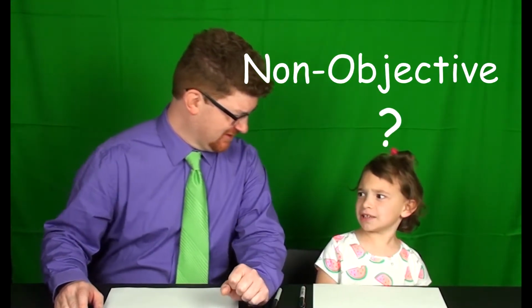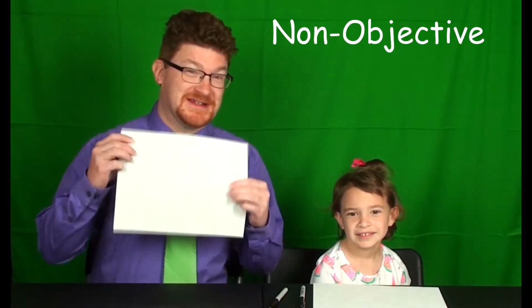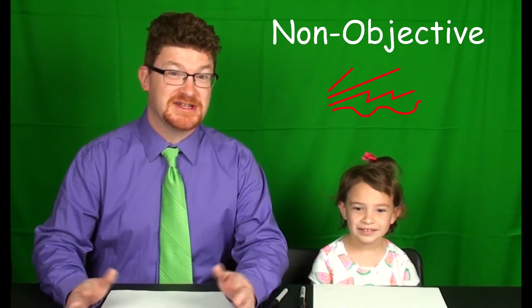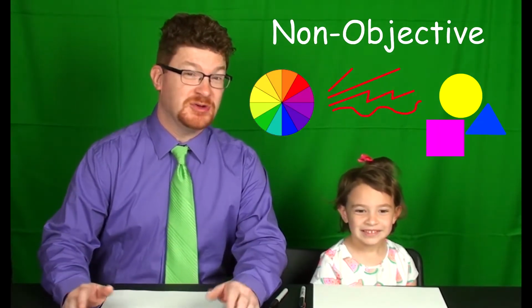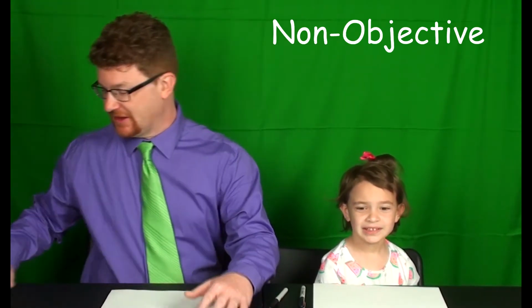Today, we're gonna make a picture that is non-objective art. What's non-objective? Non-objective is art that is not a picture of anything. That doesn't mean it's a blank piece of paper. It means it's a picture of lines, shapes, and colors that don't look like anything in particular. It's not a picture of a house, or a kitty cat, or a flower, or mommy. It's just lines, shapes, and colors to make a design, like this one.